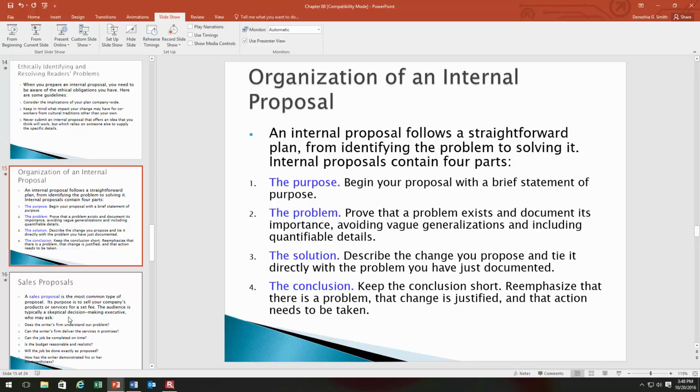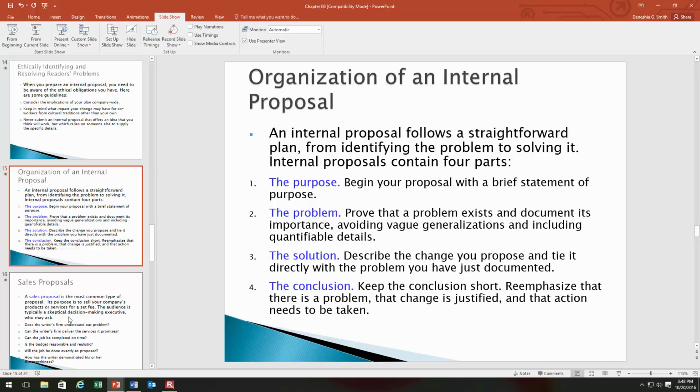You begin your proposal with a brief statement of purpose, why you're writing it, why you are seeking to submit this proposal. Then there's the problem. Prove that a problem exists and document its importance, avoiding vague generalizations and including quantifiable details.